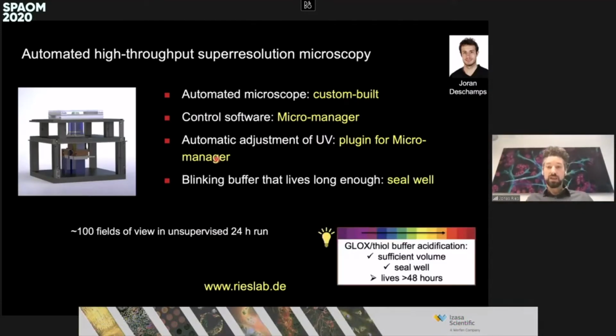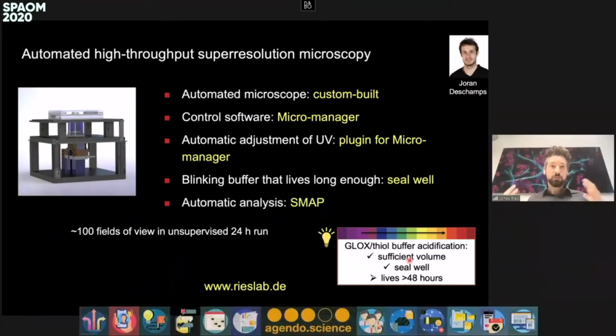Initially, one problem that we had was that the buffer we need for these measurements, the blinking buffer, went bad. And this is well known that the oxygen scavenger that we use leads to buffer acidification. And after a few hours, typically one has to exchange the buffer. But we kind of optimized this and found that if we use a sufficient volume of the buffer and seal the sample chamber well, this buffer can survive for days.